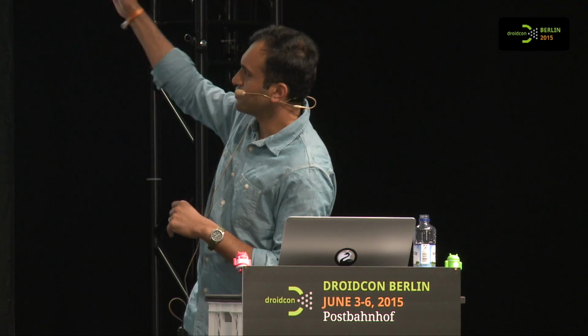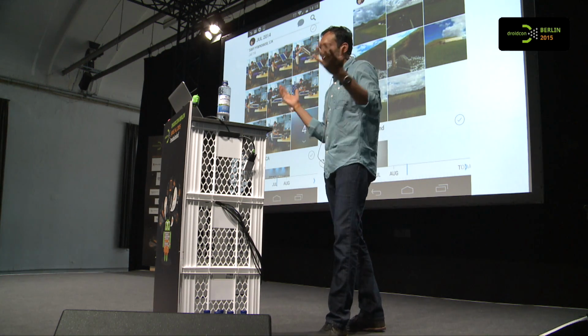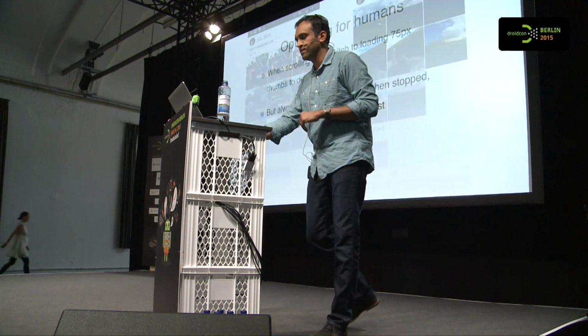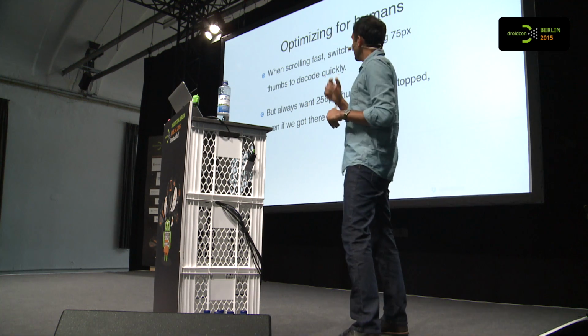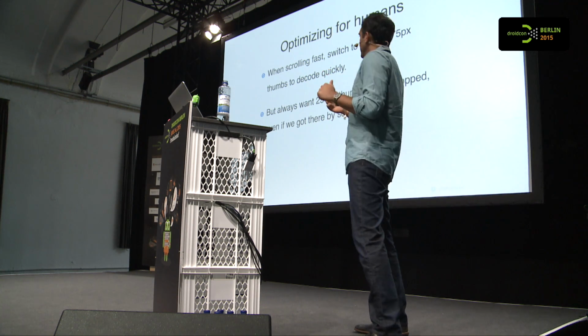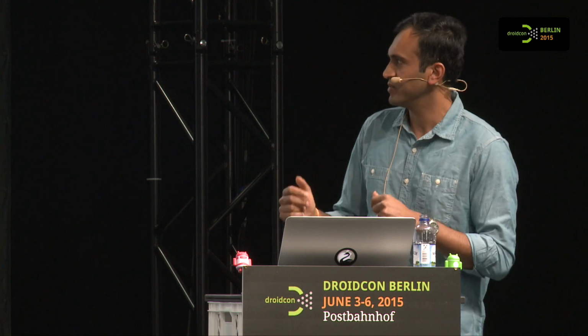And then when you slow down, that's when you want a high resolution thumbnail. When you're flinging or scrolling really fast, in 100 milliseconds, the screen is going to be off screen. So why bother with high resolution thumbnails? So how do we do it? Well, when you're scrolling really fast, we actually switch to loading 75 pixel thumbnails because they will decode really quickly. And then when you slow down or when you're stopped, we always want to show the 250 pixel thumbnails because then they don't look pixelated.